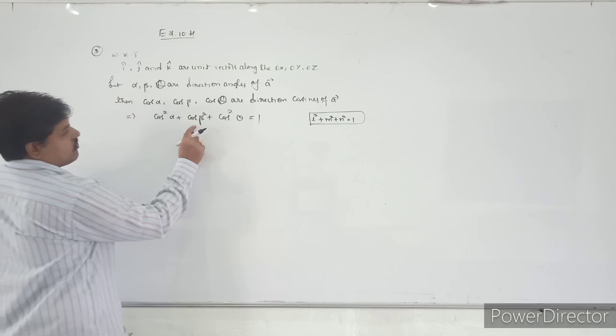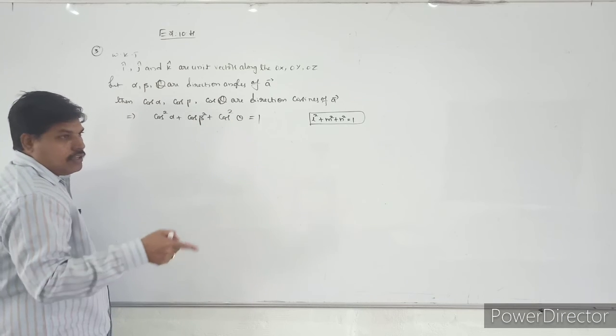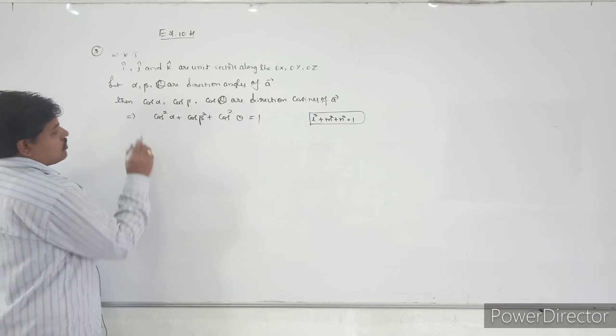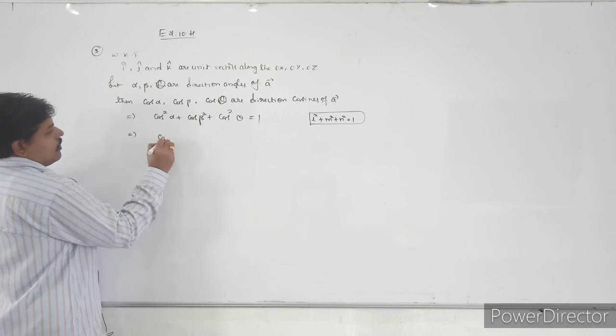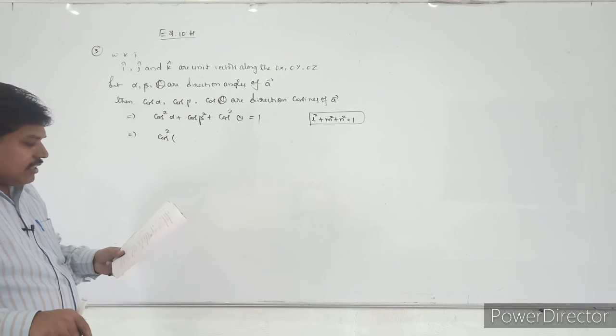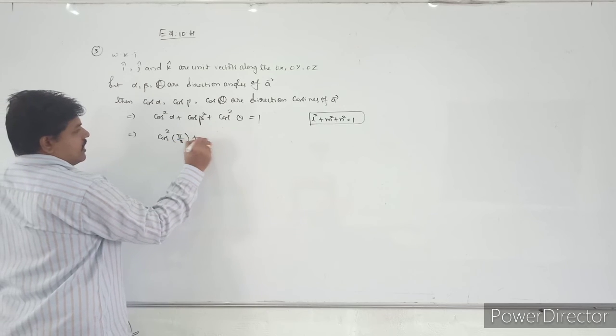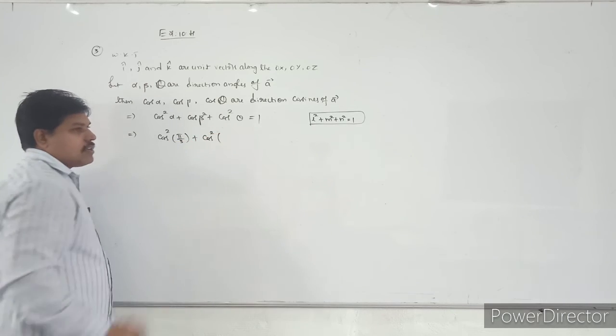Cos square alpha plus cos square beta plus cos square gamma. In the place of gamma I am taking theta, because in the question they have taken theta. So that implies cos square alpha. What is the alpha angle? They are given already. The angle is pi by 3, plus cos square. What is the beta?